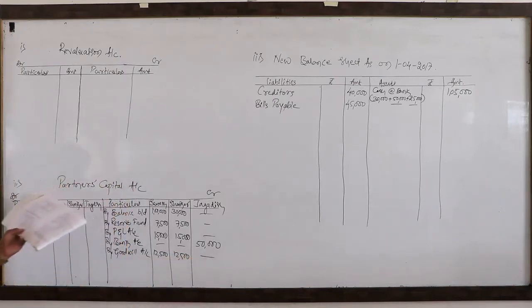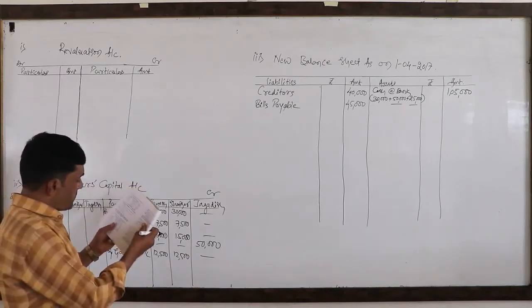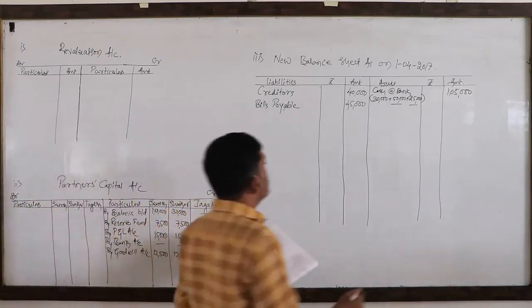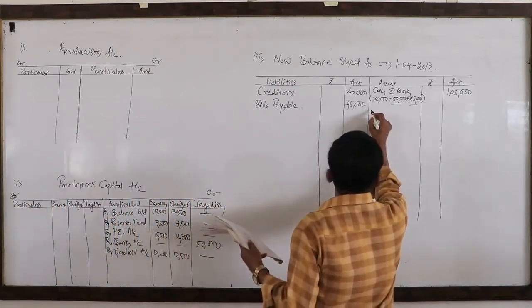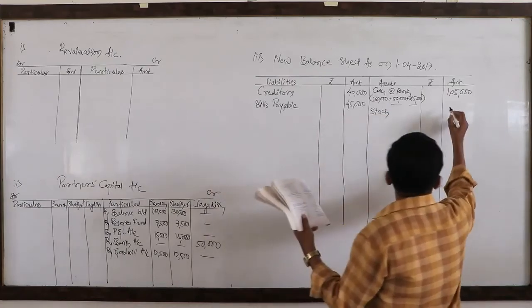Yes. Next is what? Stock. Is there any adjustment for stock? No adjustments for stock. So stock is directly written in the outer column.